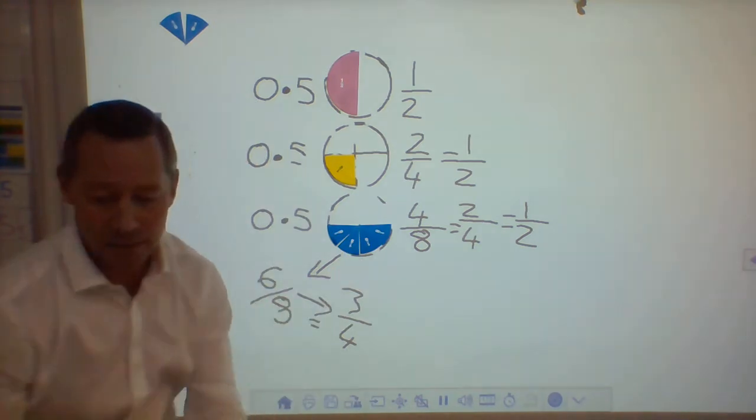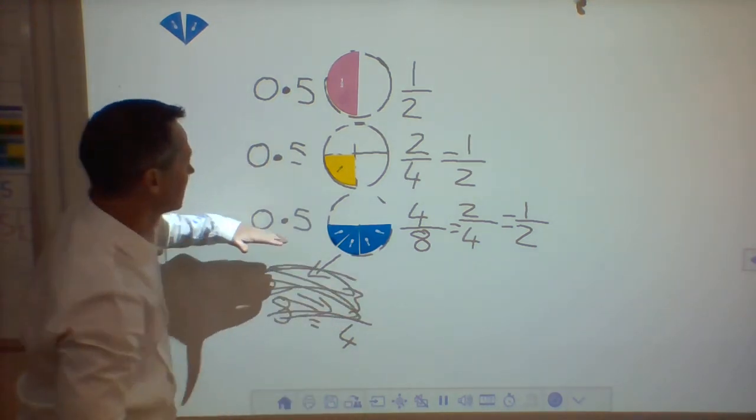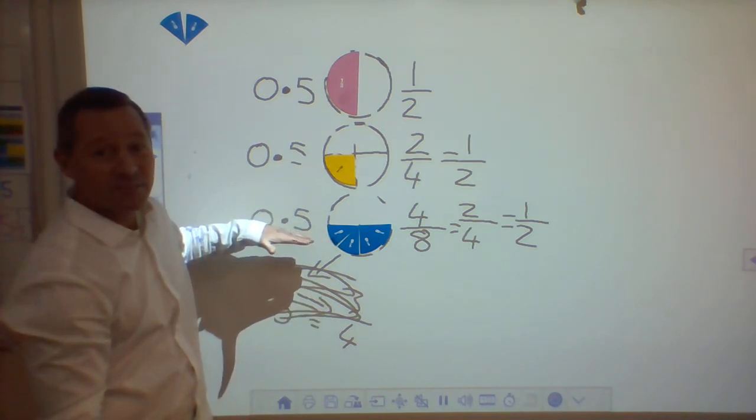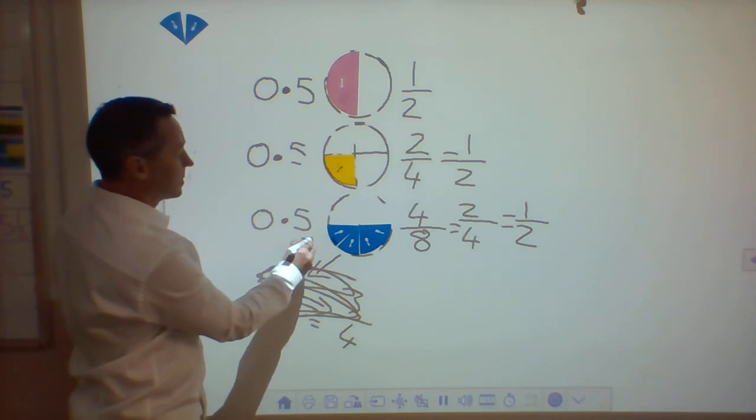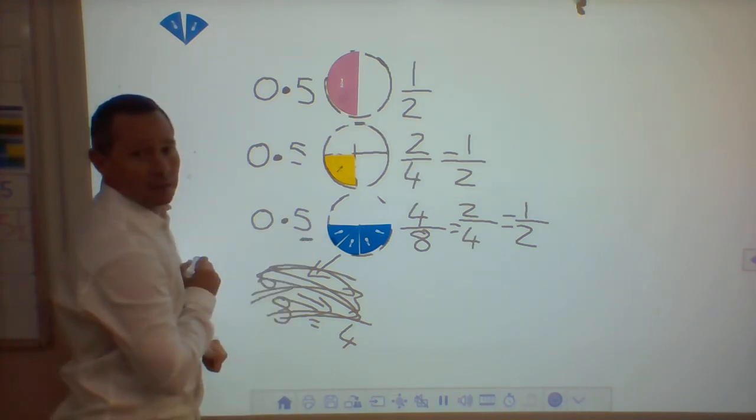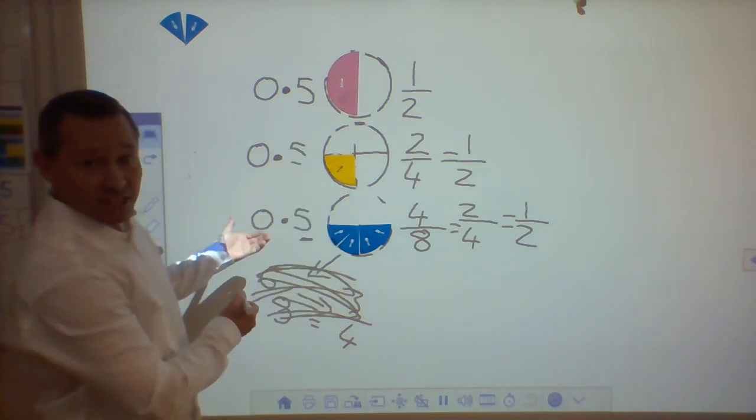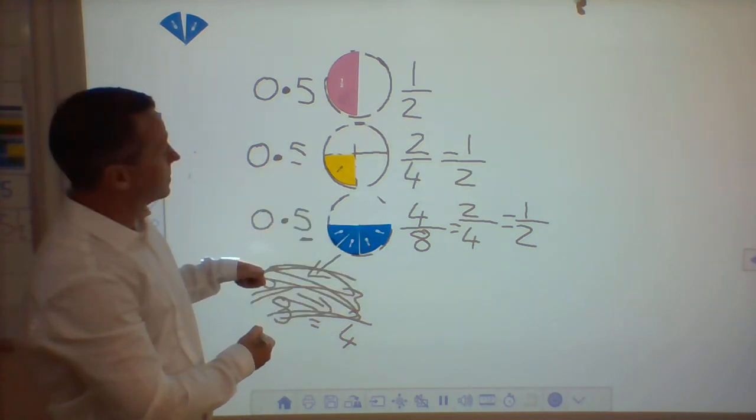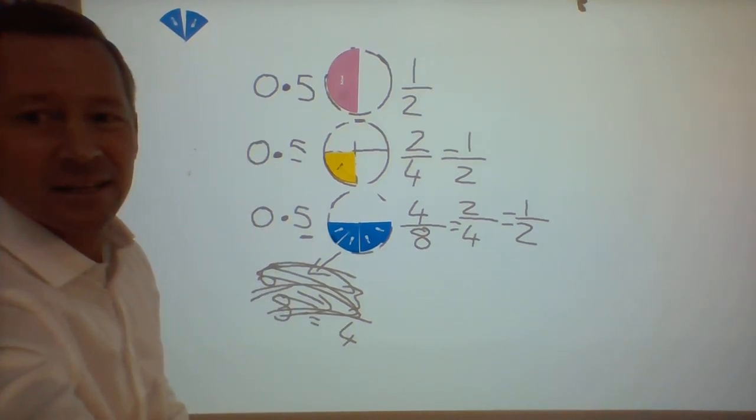Back here, get rid of that, we get that. Not bad. 0.5 is 5/10. So here's my tenths place value. So 0.5. Half a pizza is the same as saying 0.5 or 5/10. That's pretty much equivalent fractions. Easy, really, eh? Yeah, thanks.